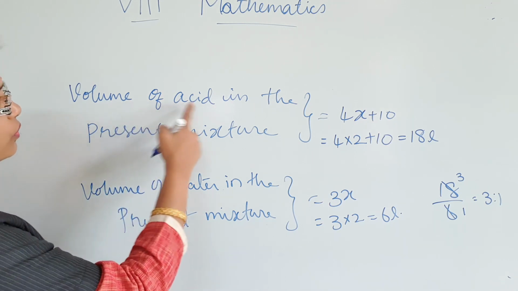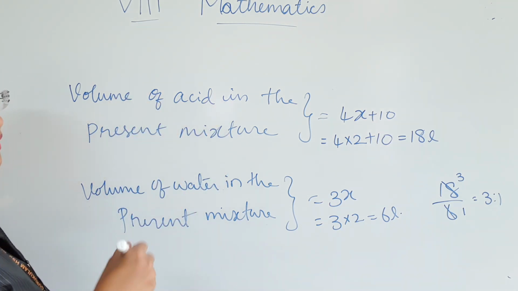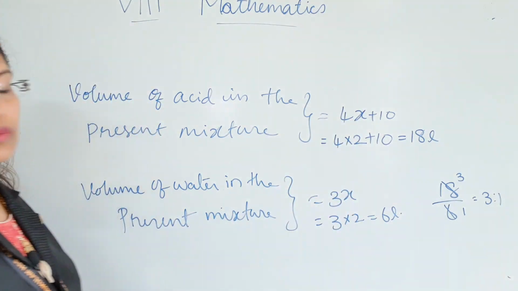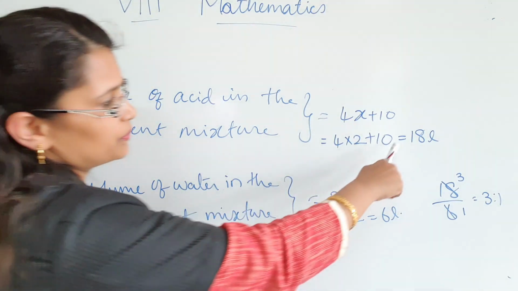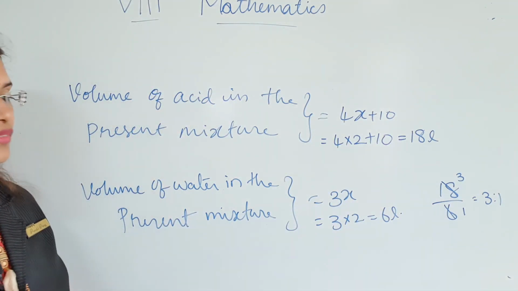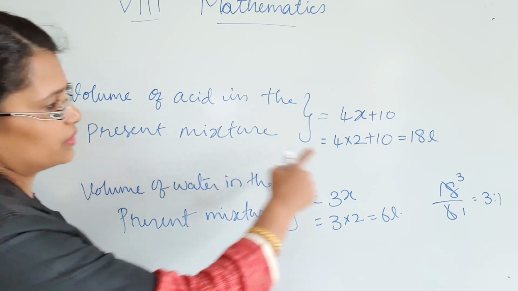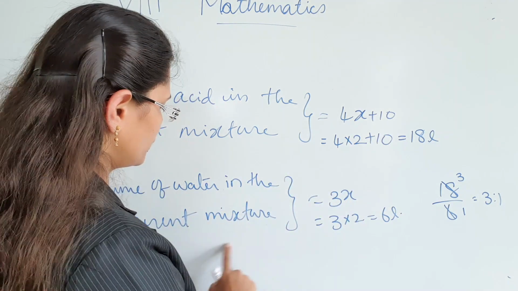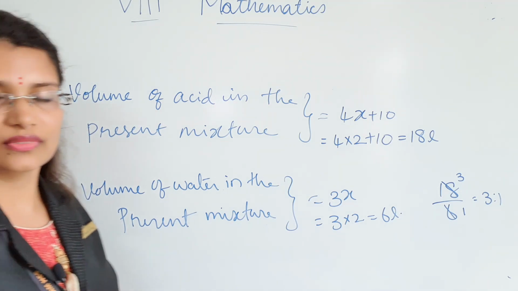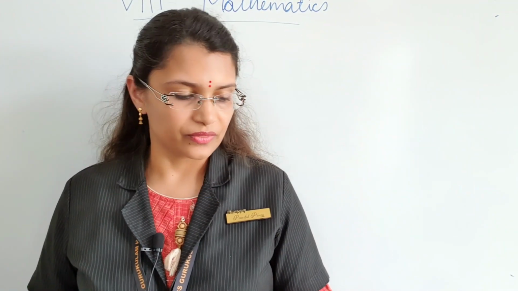So, what about the volume of acid in the original mixture? It was only 4x, right? So, 4 into 2 is equal to 8 only. 8 becomes 18 here. This 6 is still the same. Okay. So, volume of acid in the present mixture is equal to 18. Volume of water in the present mixture is equal to 6 liters. Is this clear, children?